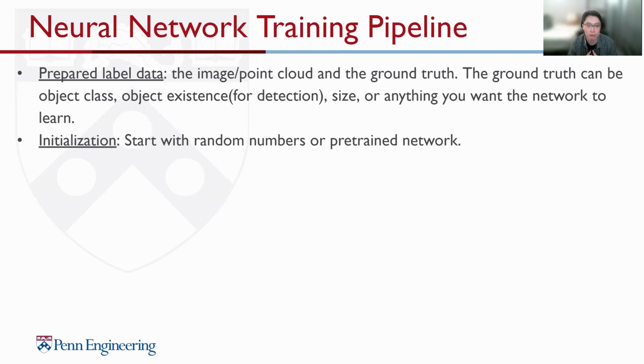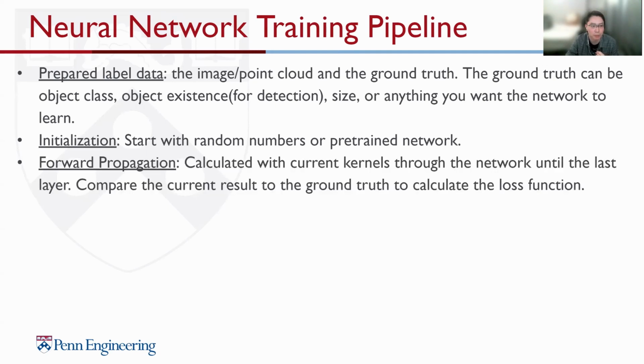We start with some random numbers, or we can pick a pre-trained neural network, or we can pick a part of the pre-trained network and plug in your own design at some point. This is a very useful way when we do transfer learning to save time and resource.